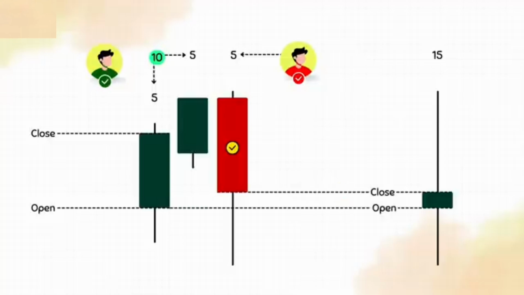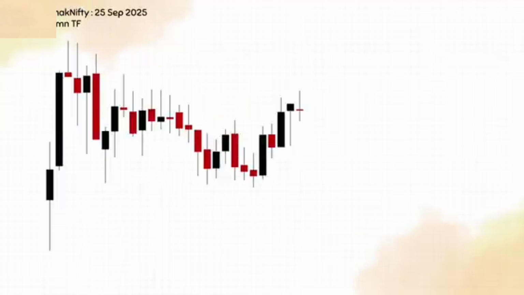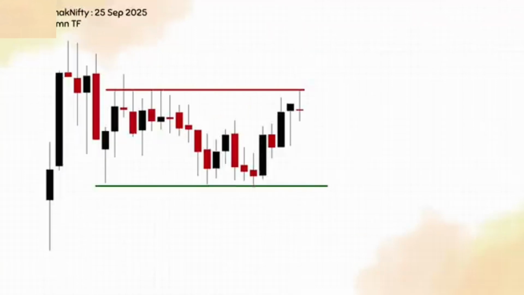Although the red candle appears strong, it fails to close below the important swing low level. This tells us that sellers have not fully established control over the market. Without confirmation, entering a short trade here only increases the chances of getting trapped in a false breakdown. The key lesson is simple. Never trade a candlestick pattern in isolation.